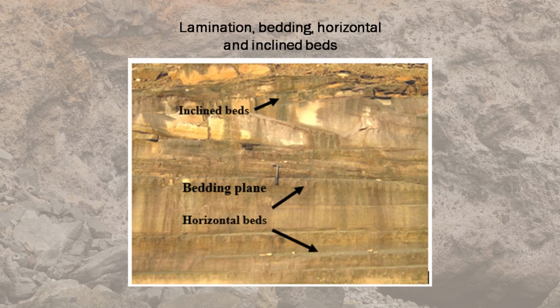Now there is a field photograph which actually explains which are the laminations and which are the bedding, with the horizontal and inclined beds. You can see that is marked there. Those are inclined beds. These are the bedding planes, and these are the horizontal beds.